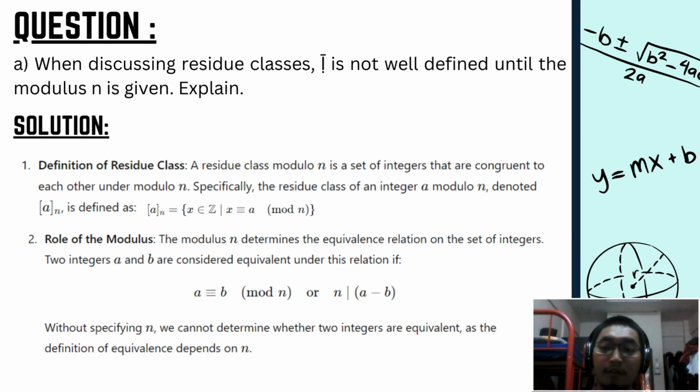Second, role of the modulus. The modulus n determines the equivalence relation on the set of integers. Two integers a and b are considered equivalent under this relation if a is equivalent to b mod n, or n divides a minus b. Without specifying n, we cannot determine whether two integers are equivalent, as the definition of equivalence depends on n.